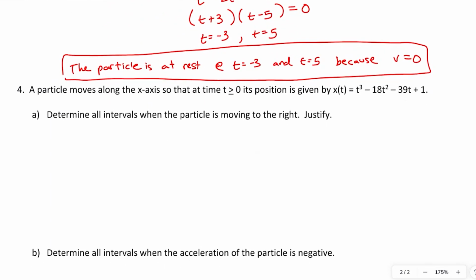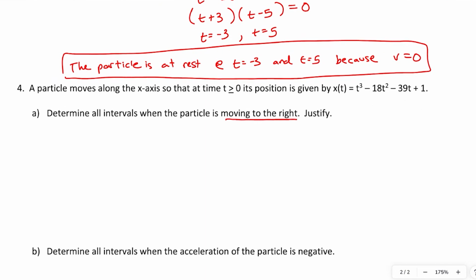A particle moves along the x-axis, and its position is given. Determine all intervals when the particle is moving to the right. Okay, what does it mean when I say moving to the right? How do I know when it's moving to the right versus to the left? The velocity has to be positive. So here the velocity has to be positive. If the velocity is negative, we're going to be assuming that the particle's moving in the negative direction, like towards negative infinity, which is to the left.